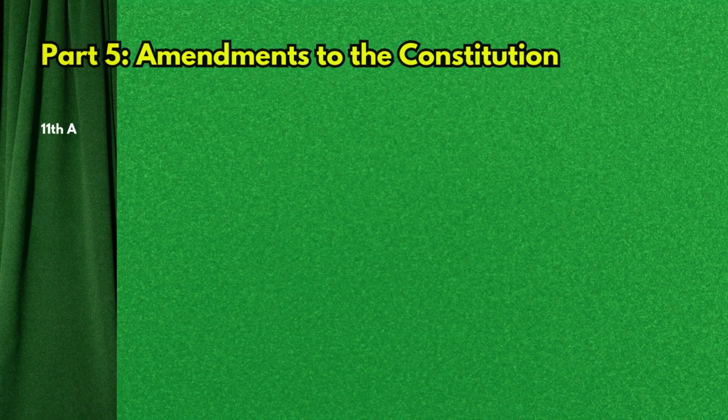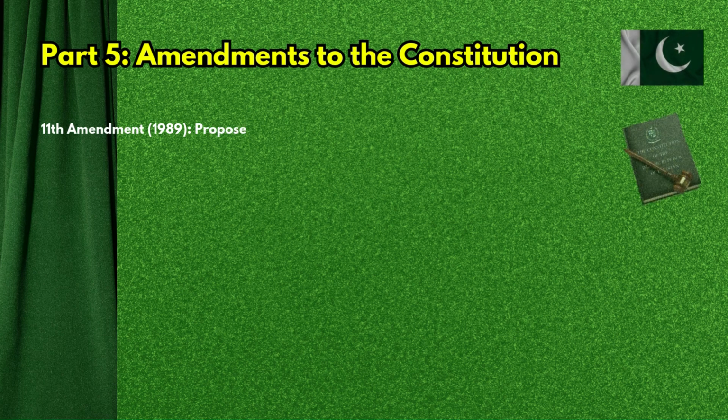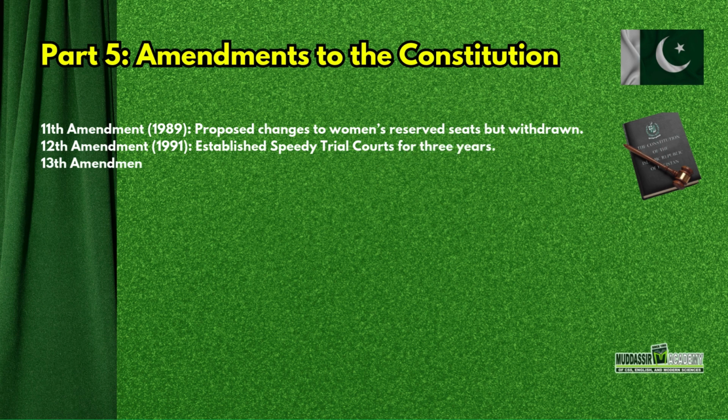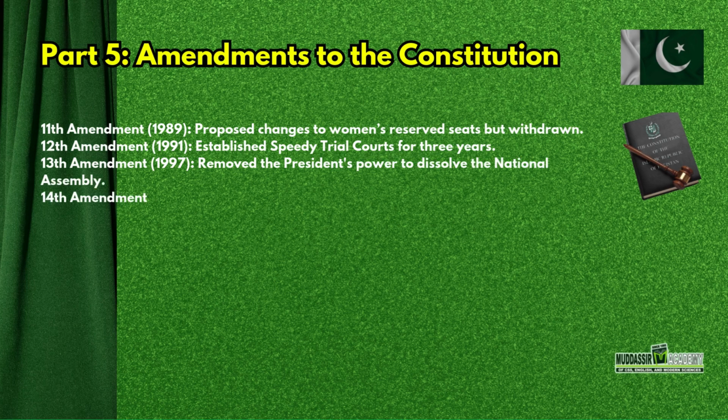11th, 1989, proposed changes to women's reserved seats but withdrawn. 12th, 1991, established speedy trial courts for 3 years. 13th, 1997, removed the President's power to dissolve the National Assembly. 14th, 1997, allowed the dismissal of MPs for defection.